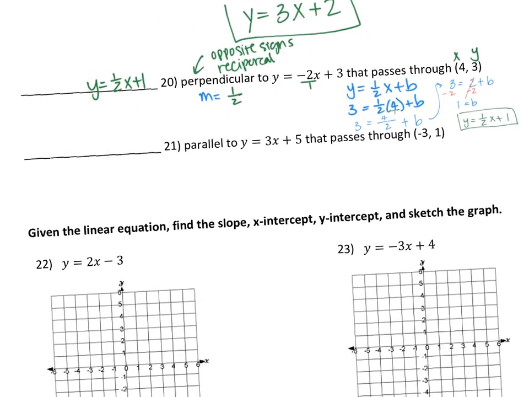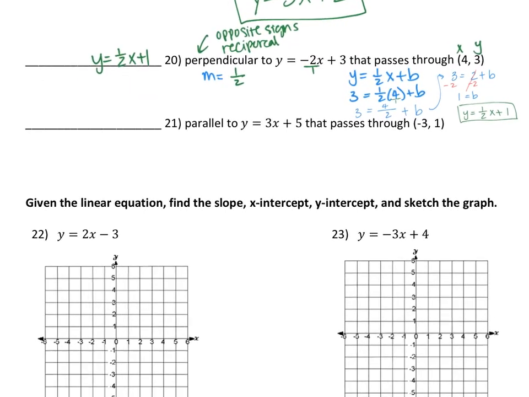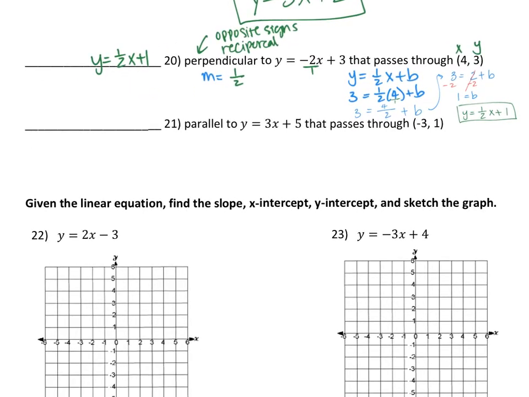Alrighty. So moving on to the next problem, very similar to this one here, but this one's asking for parallel lines. And so anytime two lines are parallel, that means the slope is the same. So same slope, which makes our life a little bit easier. So I'm going to take that 3 and use it for our new equation, but it needs to pass through these points. So those are your x and y.